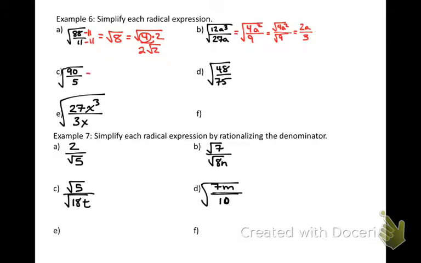Okay, let's look at square root of 90. So I could divide those. 90 divided by 5 is square root of 18. That's not a perfect square, but I could break it up. Square root of 18 could be broken up into 9 and 2. Going to break up 9, so it's going to be 3. What's left over? Square root of 2.